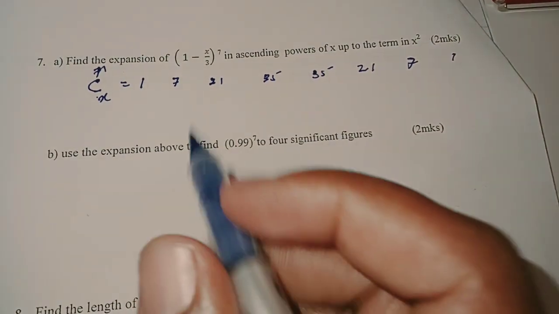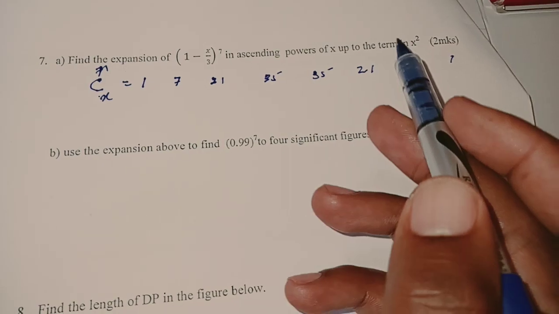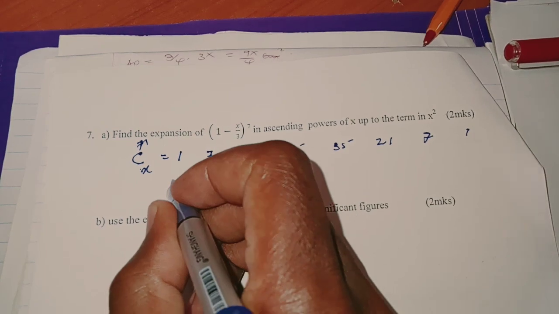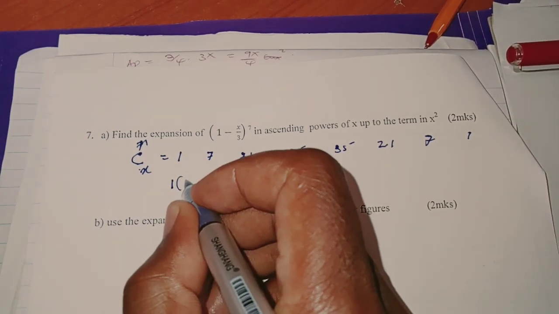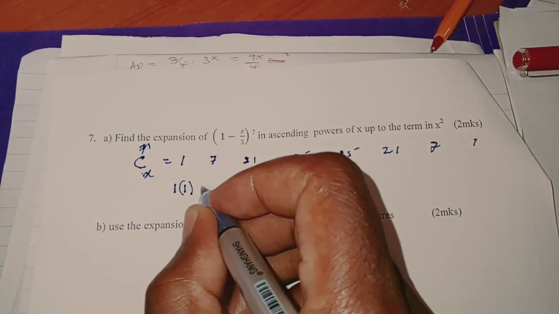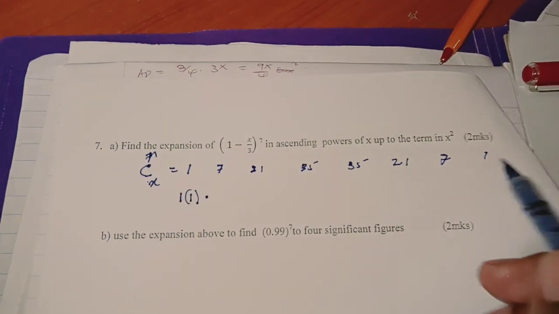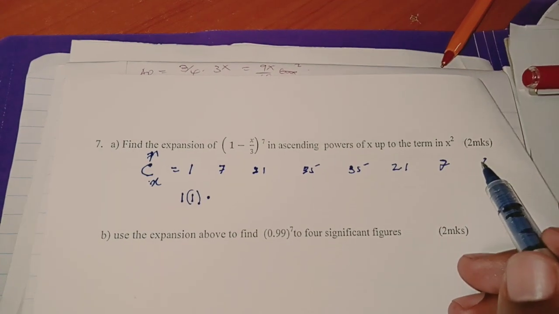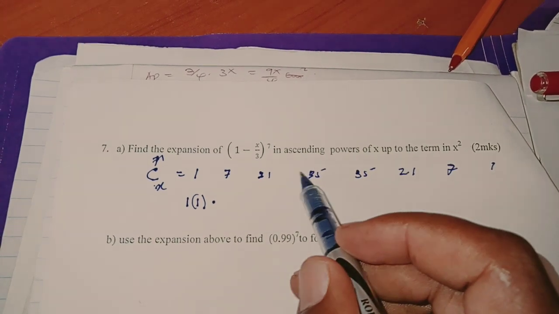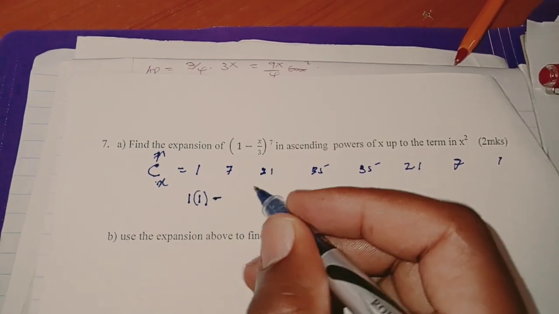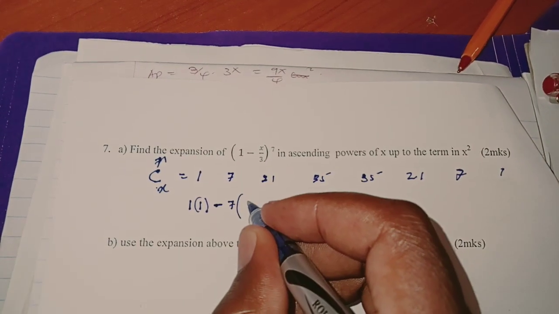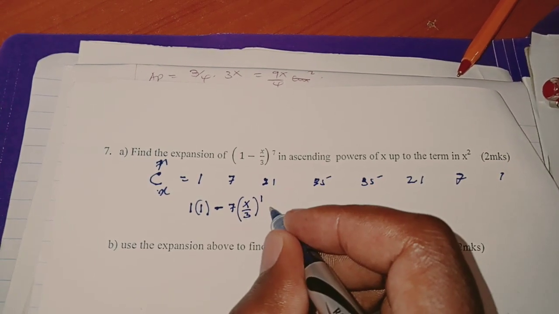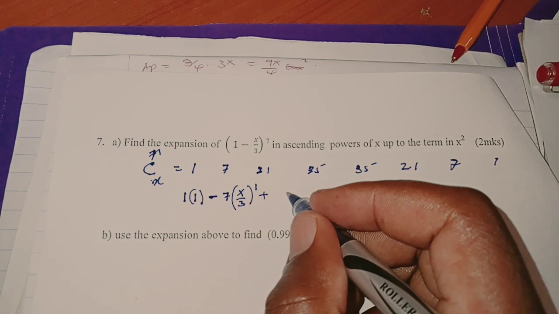If you do that, then we need to expand this to the power involving x squared. So for us to do that, we quickly take 1, that is the coefficient, times 1. We know, because the power is odd, the last number here should be negative. So you have negative, positive, negative, positive, negative, positive, negative. So this is a negative. Then 7 times x over 3 to the power of 1.